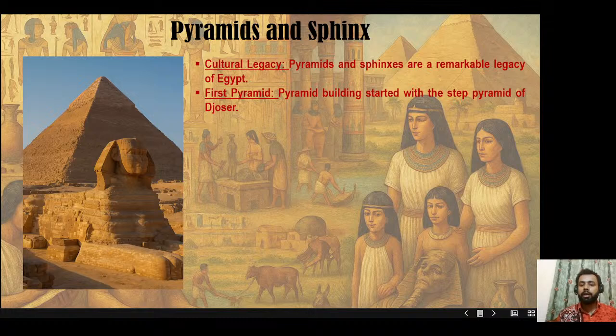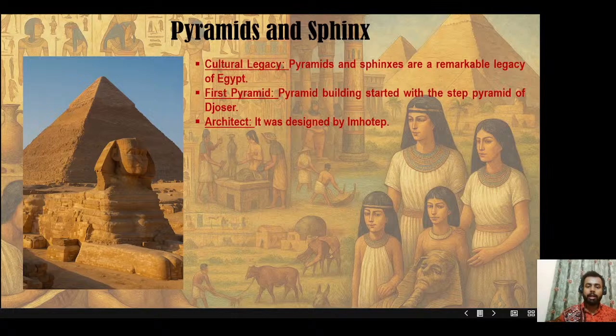Pyramid building started with the step pyramid of Djoser. So every pyramid construction owes its creation to the step pyramid of Djoser. This is pronounced as Djoser. It was designed by Imhotep. So the first pyramid was designed by a person named Imhotep, and this person Imhotep was very much advanced in scientific mentality. So he designed the pyramid of Djoser.